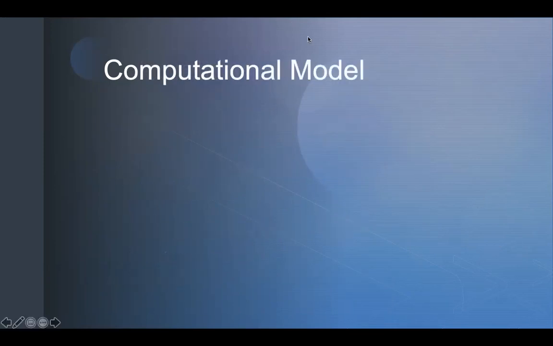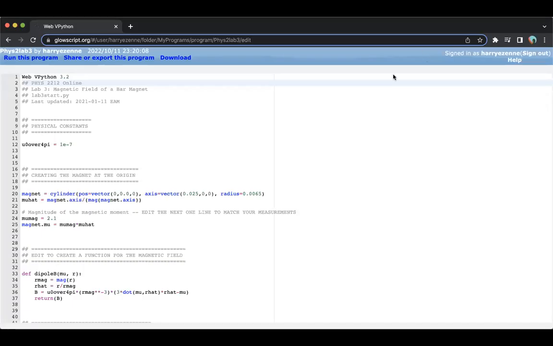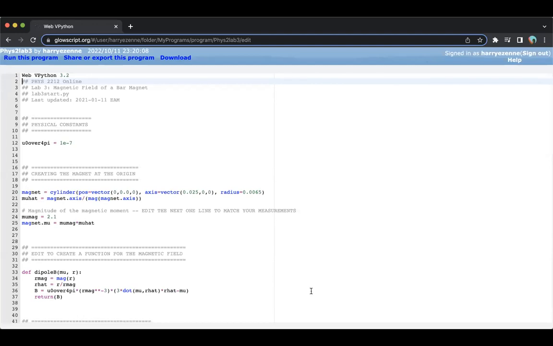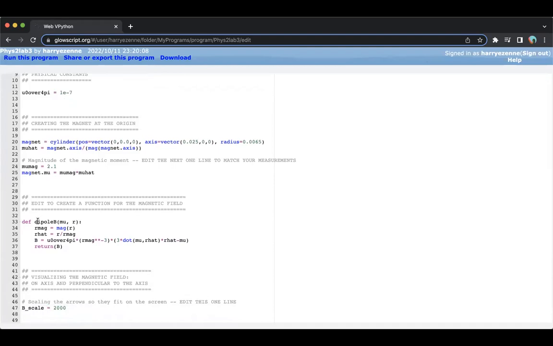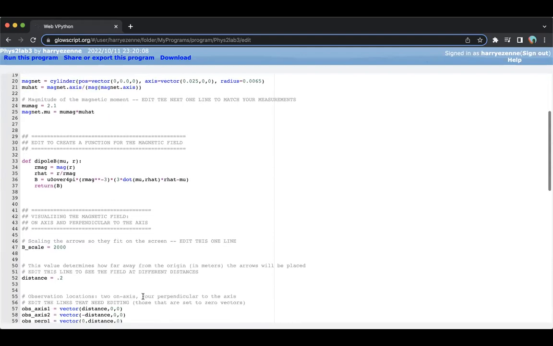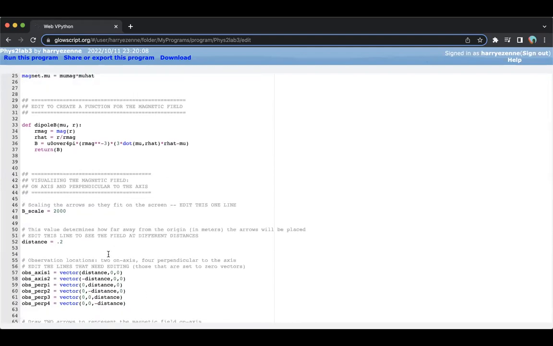So here's my computational model. I'll just share it. I substituted in the values from my experimental data into this code. I had to define the function dipole B, which uses the Biot-Savart law. This is B scale so I can see the arrows.